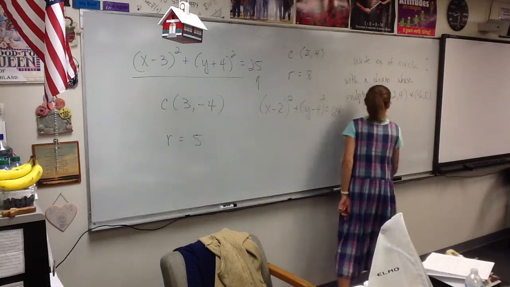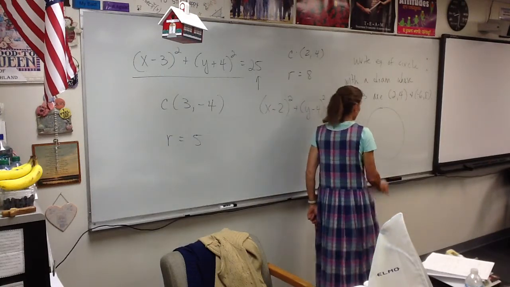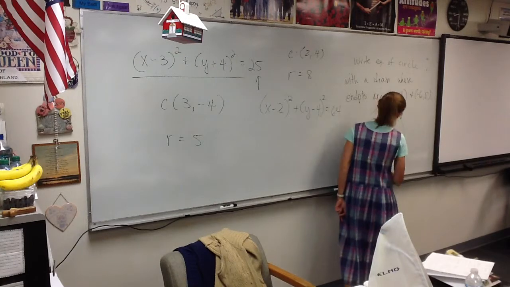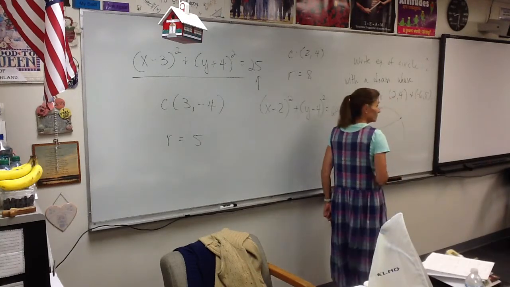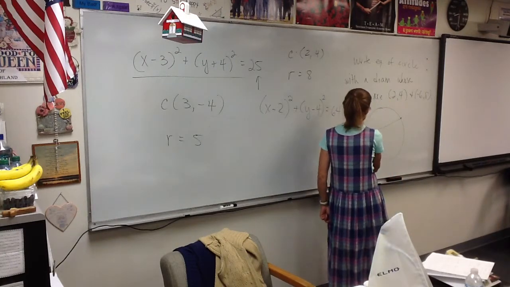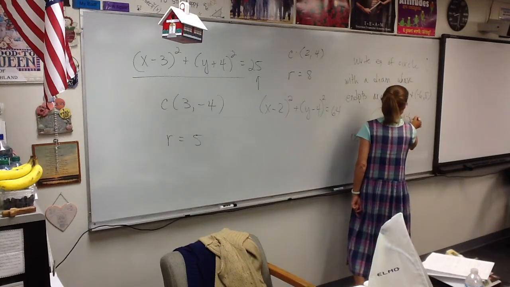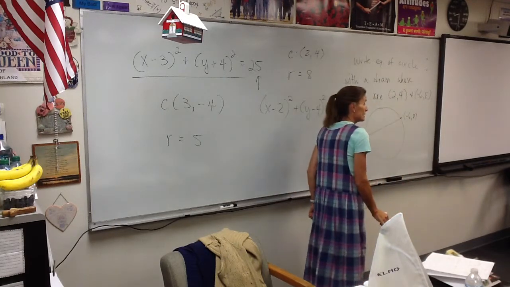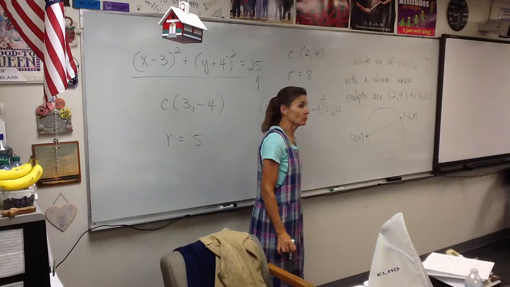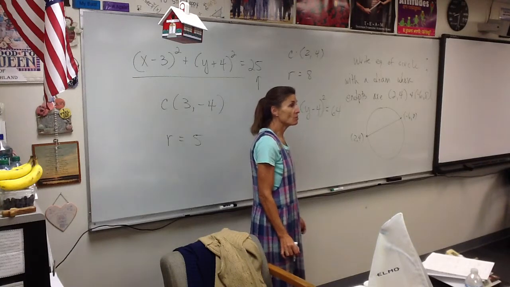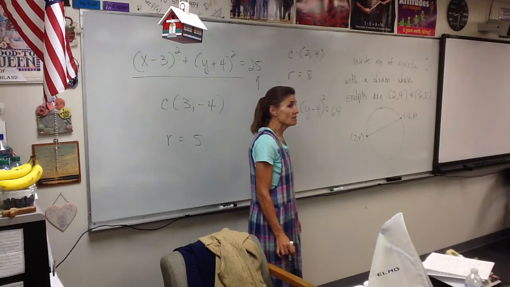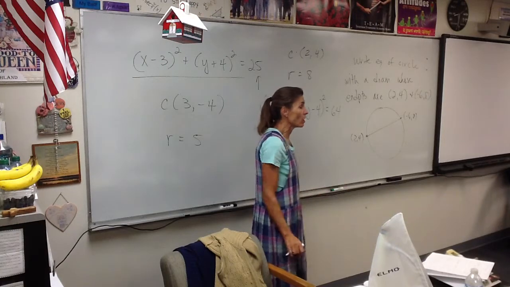So let's visualize this for a minute. Here's our circle. Here's our supposed to be a diameter. This is the point 2, 4. This is the point negative 6, 8. Somehow you got to get the center and the radius out of there. How do you think we might do that using some of the things that we've talked about?